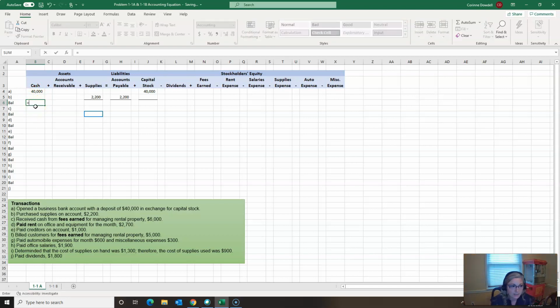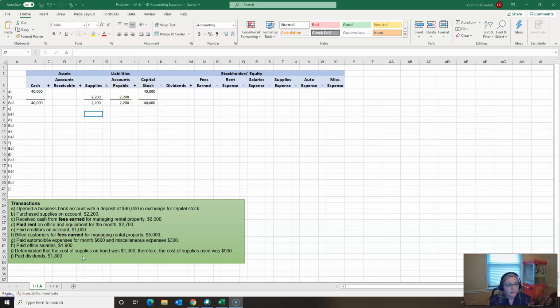Okay, so we're going to say equals 40,000. And then supplies equals 2,200. Accounts payable, we're going to do the same thing, equals 2,200. And then capital stock, same thing, equals, and reference the cell. So that balance row was pretty easy to do. We were just copying some numbers down.